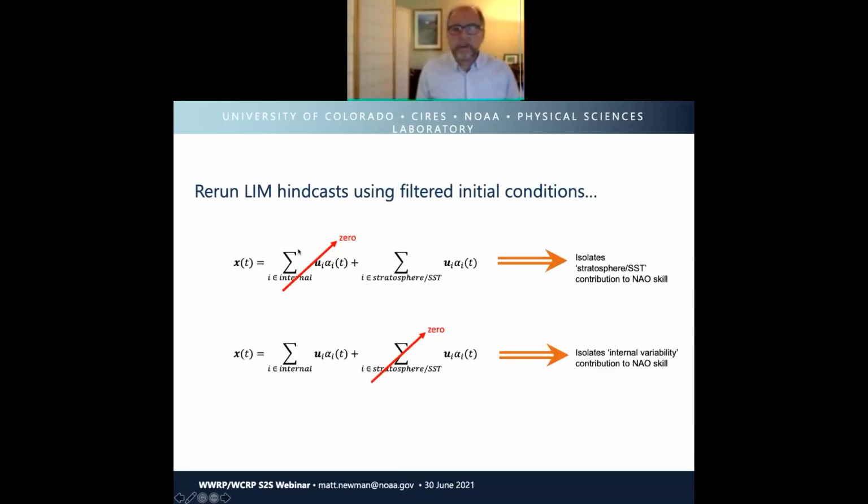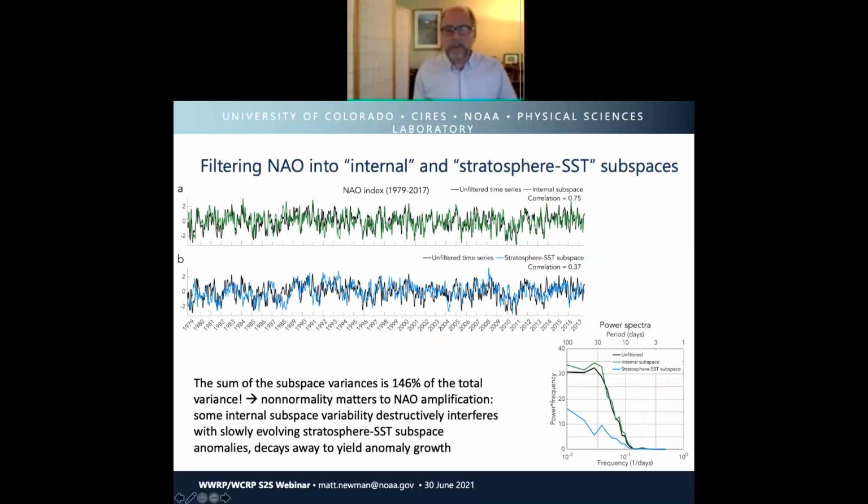All right, so what we're going to do then is filter the data, like I said, and rerun all the LIM hindcasts using only the stratosphere-SST subspace portion of the initial conditions, or the internal subspace portion. So just to show you what that looks like, this is a time series of the NAO in black, the same thing here in both panels. And then in green, I'm showing the two subspaces. So up here, the green is the internal subspace NAO, and here in blue is the stratosphere-SST subspace NAO.